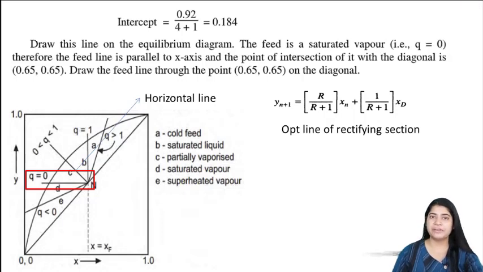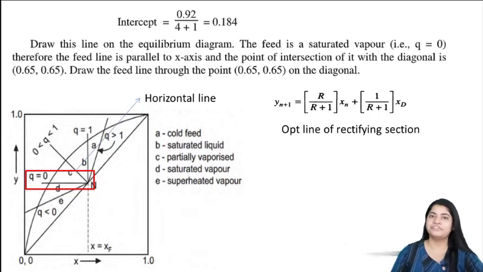Feed is saturated vapor, which means Q equal to 0. Here you can see from the feed condition where your red block is given, Q equal to 0 means saturated vapor. It means your feed line would be a horizontal line, parallel to the x-axis. You can see it is a horizontal line parallel to the x-axis. The point of intersection of it with the diagonal is 0.65, point N here. In this diagram, N point is the intersection of the feed line and your diagonal.